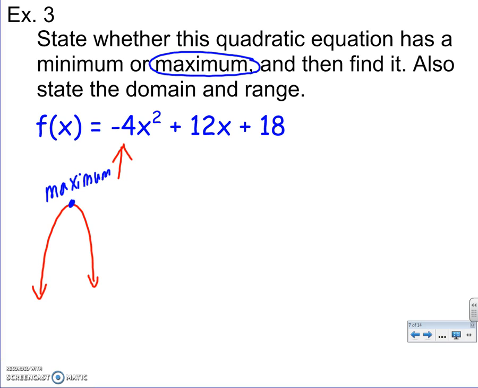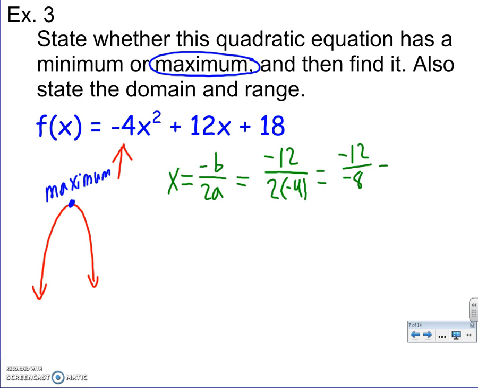Now I got to find it. Well, that maximum is on the vertex. And to find the vertex, you do the axis of symmetry, the formula negative b over 2a. So I'm going to fill that out. Negative b, that's negative 12. Over 2 times a, which is negative 4. So that is negative 12 over negative 8, which simplifies to, divide the top and bottom by 4, I get positive 3 over 2. Or if you want to say 1.5, that's fine, same thing. Now that's my x. I got to find my y by plugging it in.